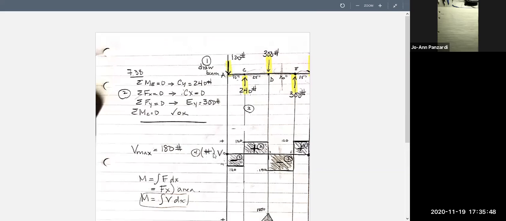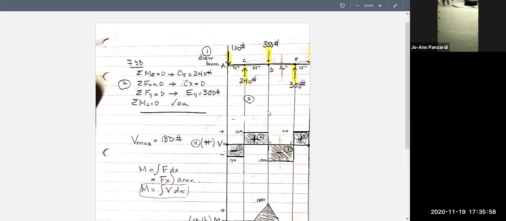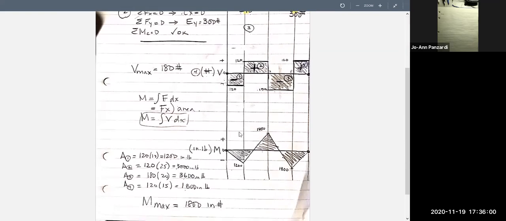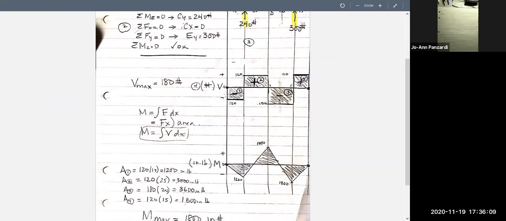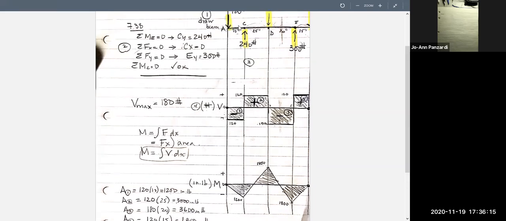When you're trying to produce the shear diagram, you're only looking at the loading diagram. Everybody good at that? In order to produce the shear diagram, you look at the loading diagram. Once you want to produce the moment diagram, you're only looking at the shear diagram, right? So we're looking at the area of the shear, and the area of a rectangle is base times height, right? And the base is 10 inches.